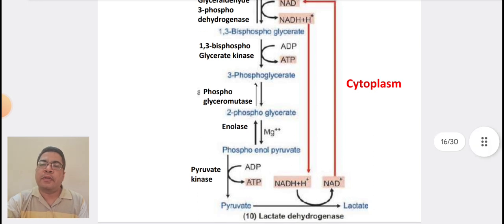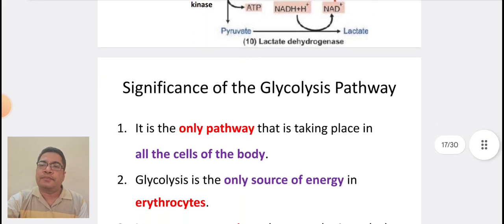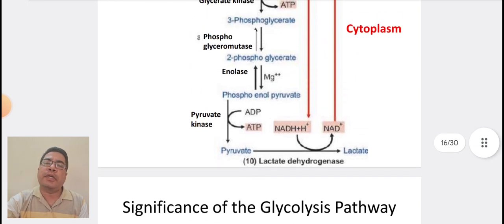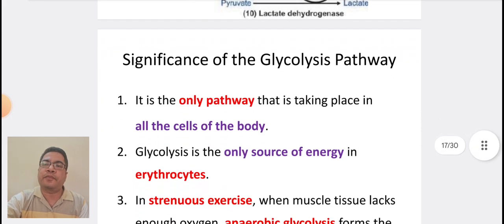Then we have pyruvate converted to lactate in the presence of enzyme lactate dehydrogenase and the conversion of NADH plus H plus to NAD plus. One more important point is that the steps of glycolysis are taken under cytoplasm.